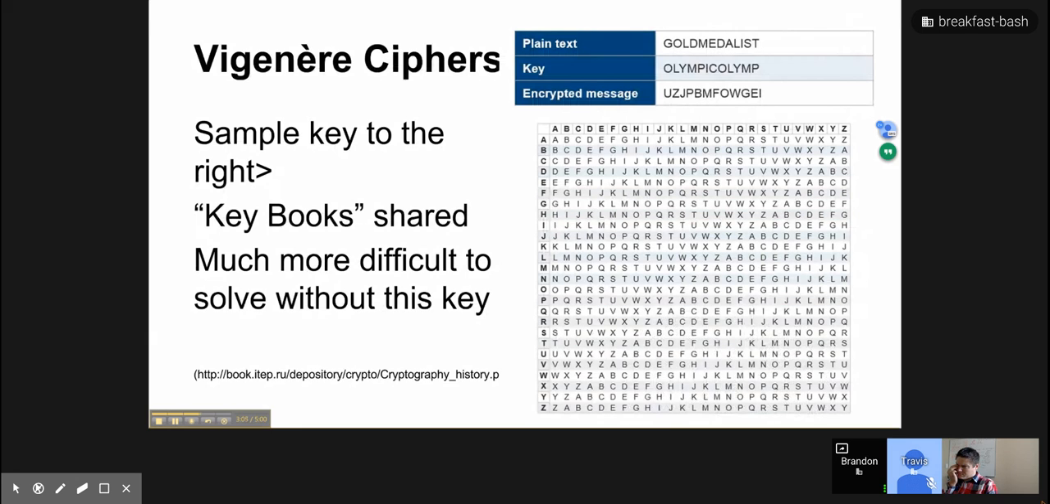The next one is the same kind of concept, but it's got a rotating key. Instead of just 26 combinations of pairs, this one has 26 times 26. In this example, which I pulled from the page referenced at the bottom here, the phrase is "gold medalist" and the word "Olympic" is the key. You can see Olympic repeats here. If you look up in the chart, find the G where it intersects with the O, and you get the letter U, which gets you here. That's how you get the encrypted ciphertext.